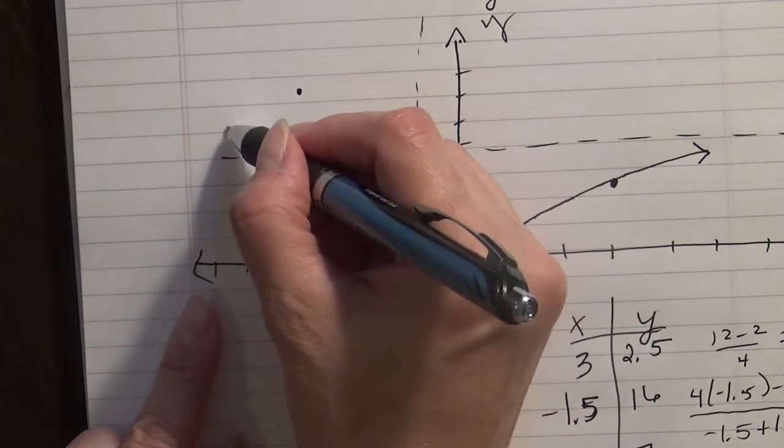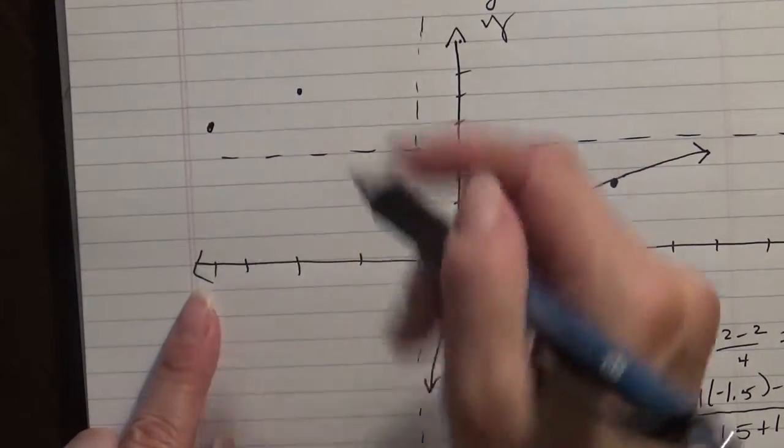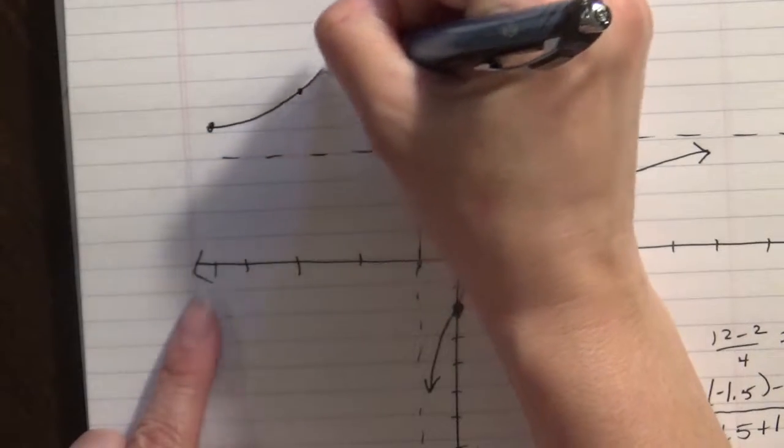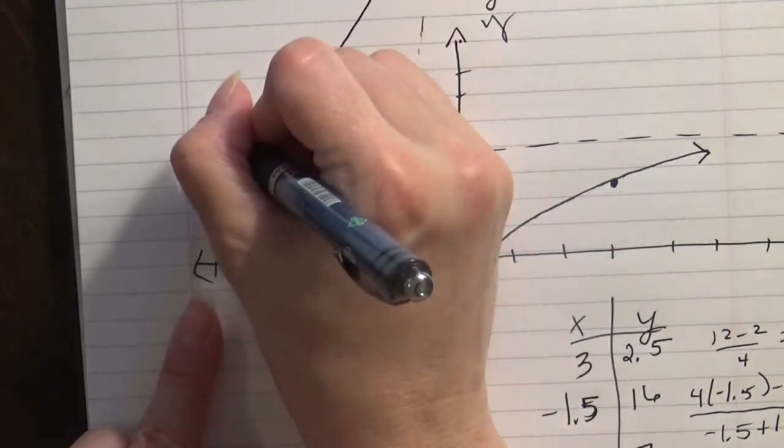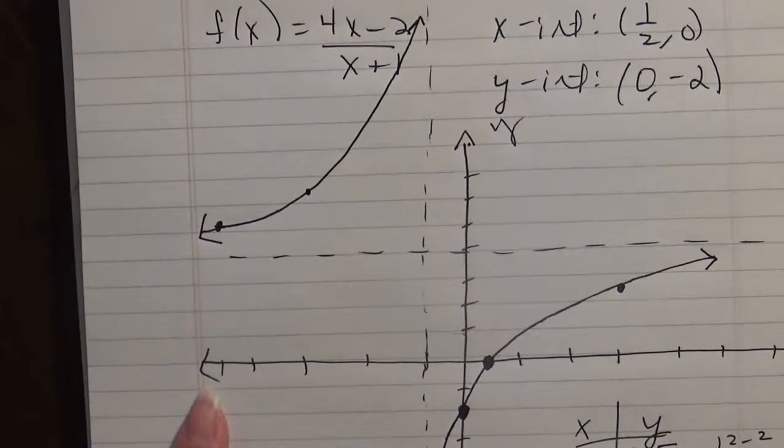And I can see it's getting closer down here. It's getting closer and closer to that asymptote, that horizontal asymptote. So I can draw my graph like this. So that's what my graph looks like.